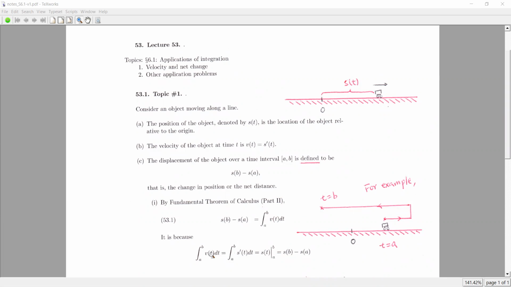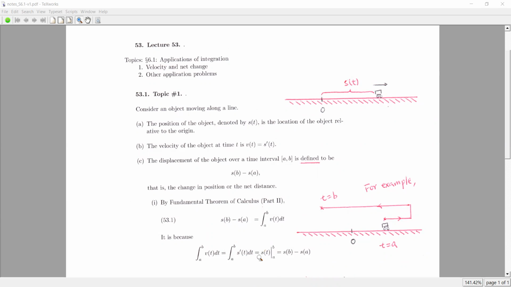It is because velocity is derivative of position. So integral on velocity is equal to the integral on the derivative of position. By fundamental theorem of calculus, to compute this integral, we need to find one antiderivative. It is clear that antiderivative of this function is the position function. Take derivative on this function, then we get this.